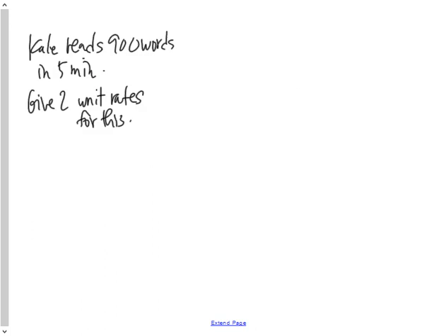Question 3 says, Kale reads 900 words in 5 minutes. Give 2 unit rates for this. So usually, you would create a rate and then a unit rate from this. The words to minutes is going to be the standard rate of reading, right? You're not going to say minutes per word. You would do words per minute.